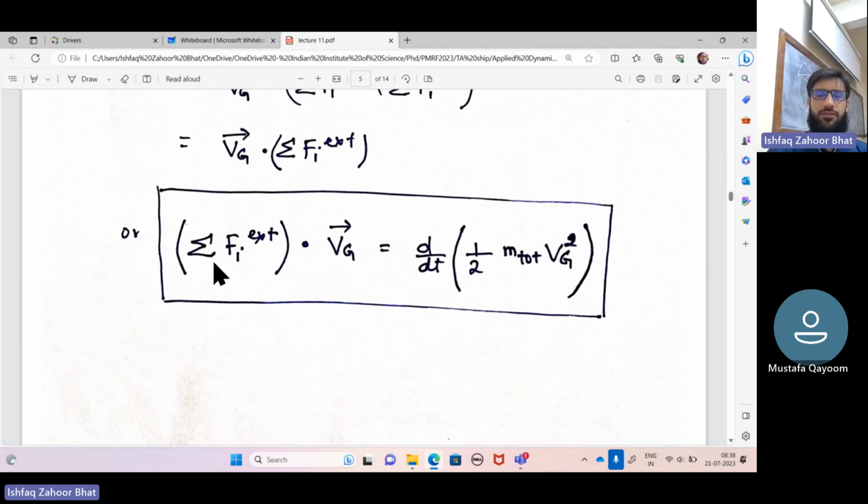Next we saw that if we take the dot product of the net external force with the velocity of the center of mass, it is nothing but the derivative of kinetic energy of the center of mass. So this was another useful expression which we will be using quite often.